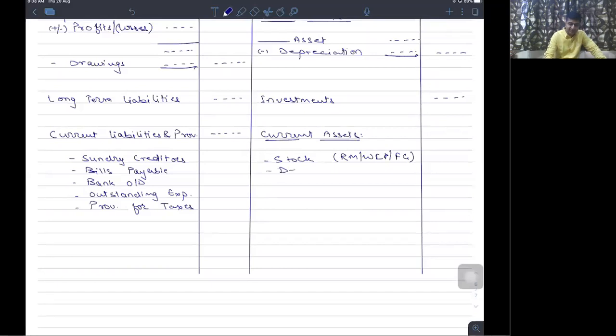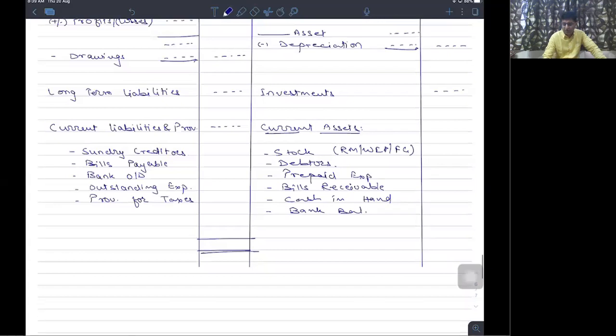You'll have debtors, the sundry debtors. You'll have prepaid expenses. You'll have bills receivable. You'll also have the cash in hand. You'll also have the bank balances. So all these items are shown in the balance sheet on the asset side, and you take the total of that balance sheet.